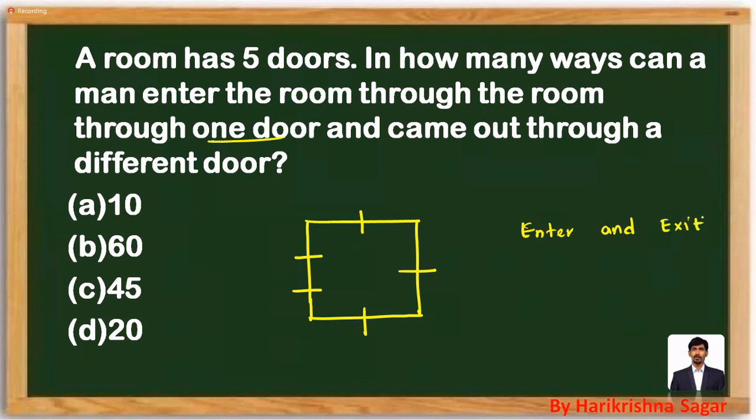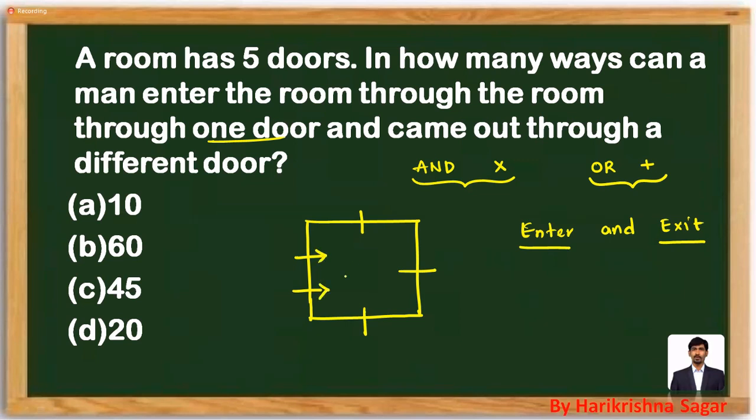Remember one important point: whenever you come across the condition of AND in permutation, combination and probability, AND can be replaced with multiplication. Whenever you come across the condition of OR, OR can be replaced with addition. So here the condition is the man should enter into the room and he should exit. The room has five doors, and the man should come out from the room through the other door.